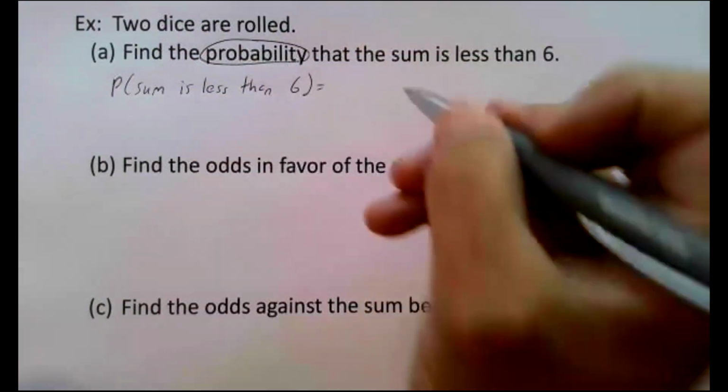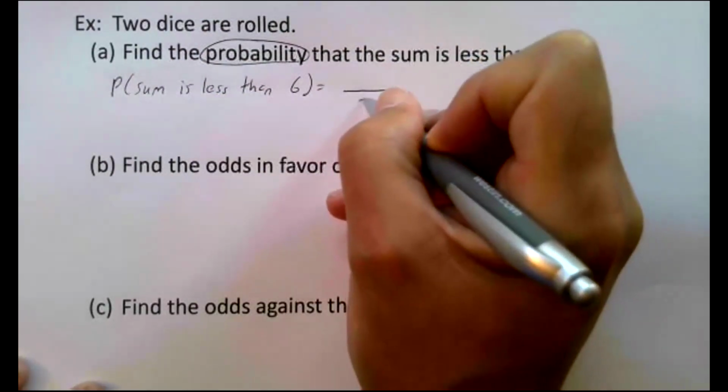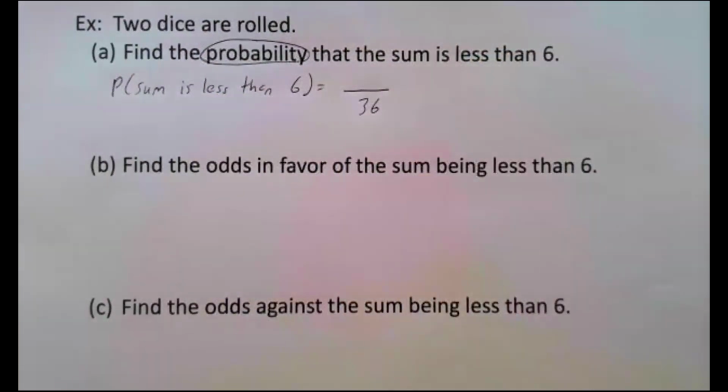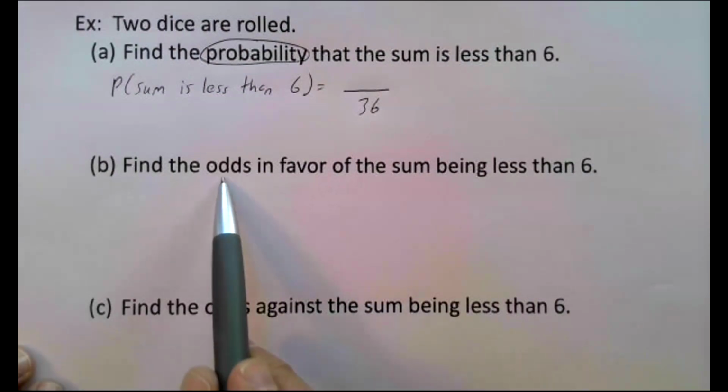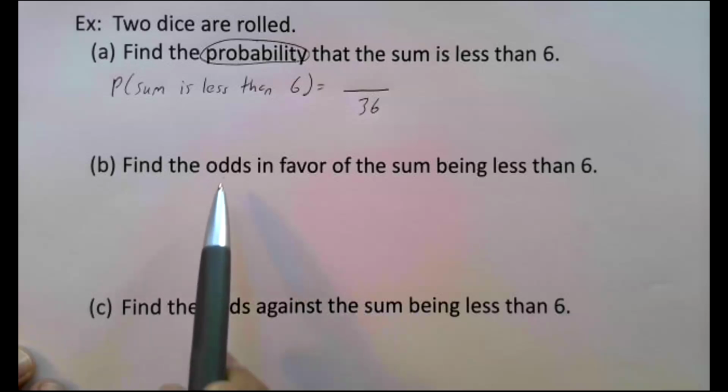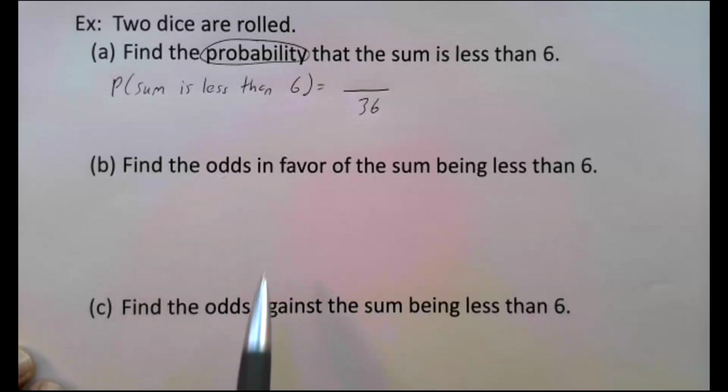I know if I roll 2 dice, there are 36 things that can happen. And I know when I do probability, you always put the total amount of things that could happen on the bottom. That's why 36 is showing up here. The next 2 questions are not probability questions, they are odds questions. So 36 is not going to show up anywhere in part B or C.